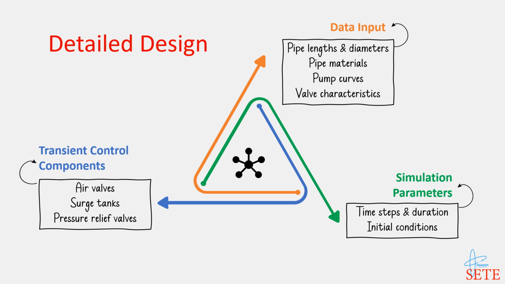Finally, we define the simulation parameters for our transient analysis. This includes specifying the types of transient events we want to simulate, such as pump failure or valve closures, as well as the time steps and duration for the simulation. In Bentley Hammer, we can simulate these events and monitor how the system responds in real time and observe key metrics like pressure, velocity, and flow rate changes.